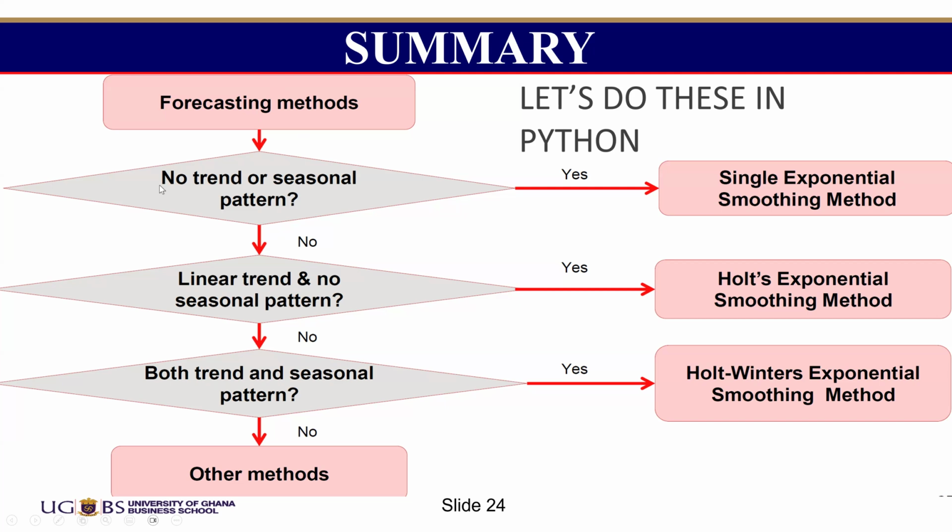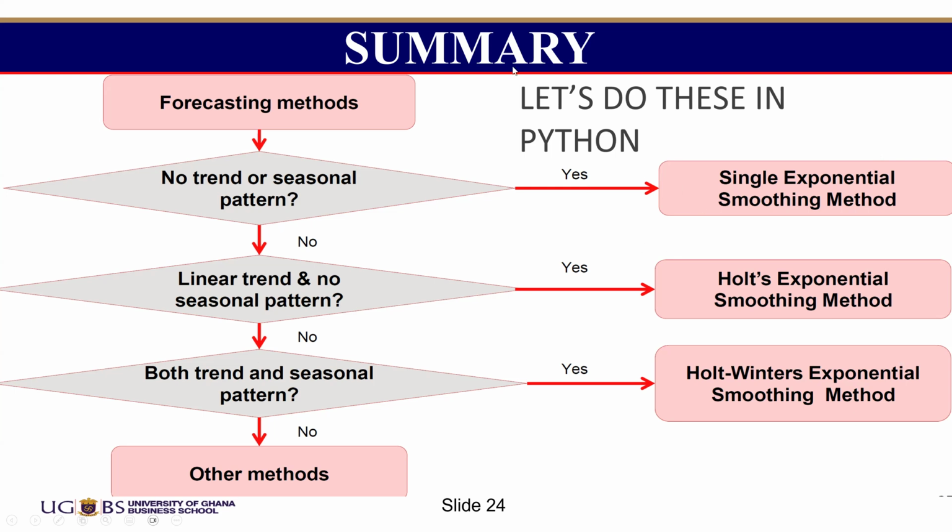So you ask yourself, is there a trend? If there's no trend or no seasonal pattern, you use a single exponential smoothing. But if there's a trend but no season, use a Holt exponential smoothing. If there is a trend and a season, use a Holt-Winters approach. These are the key things.